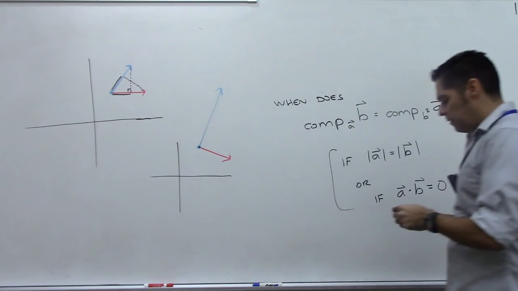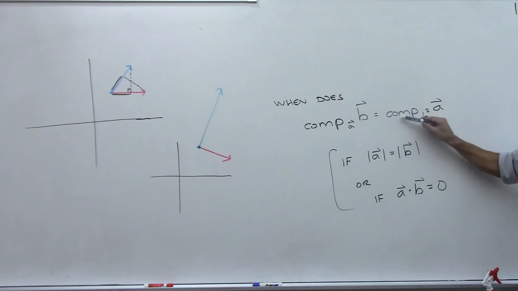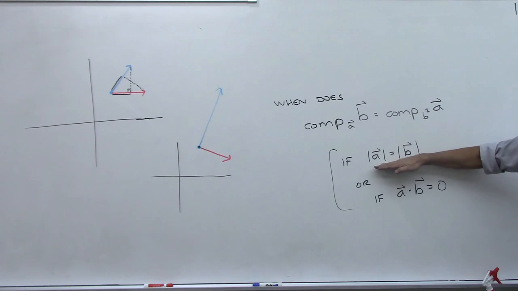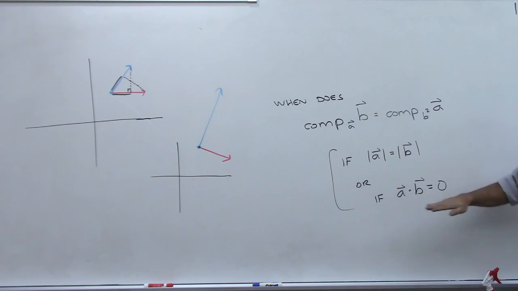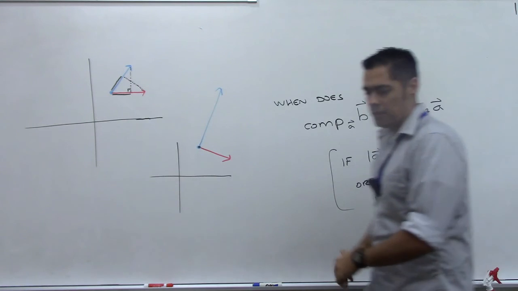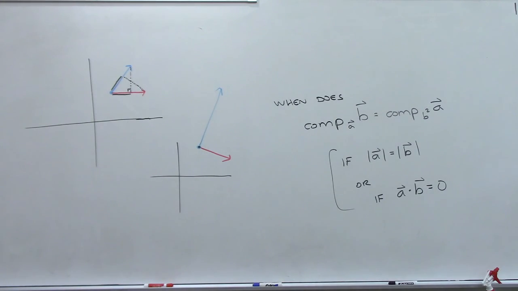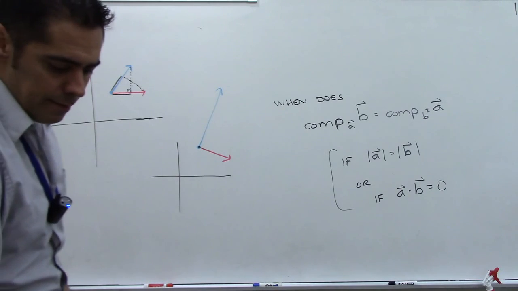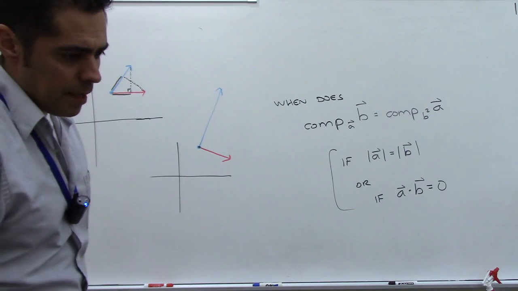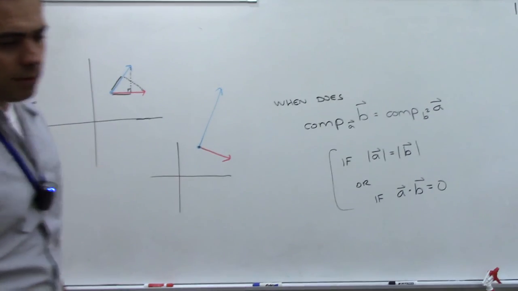So there's two different ways it could happen. It could happen if the lengths of the two vectors are the same, or it could happen if the dot product of the two vectors is 0. All right, I'll let you do part B, and that wraps it up for the homework for 10.3.